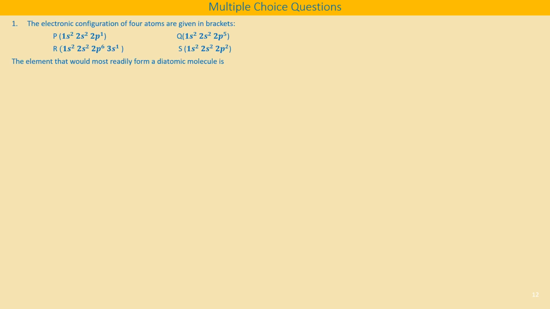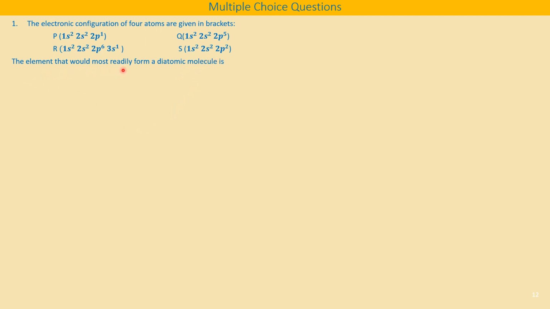Now we will further take up multiple choice questions. Question number 1. The electronic configurations of 4 atoms are given. Element P is 1s2, 2s2 and 2p1. Element Q is 1s2, 2s2 and 2p5. Element R is 1s2, 2s2, 2p6 and 3s1. And finally element S is 1s2, 2s2 and 2p2.